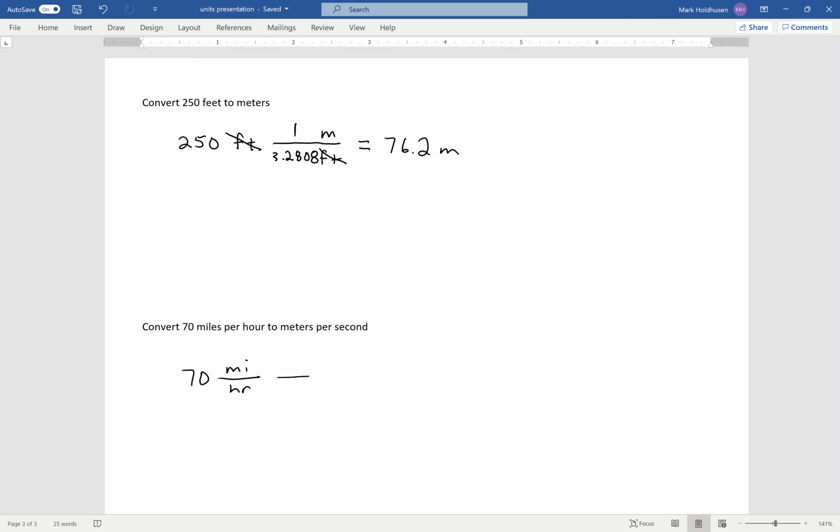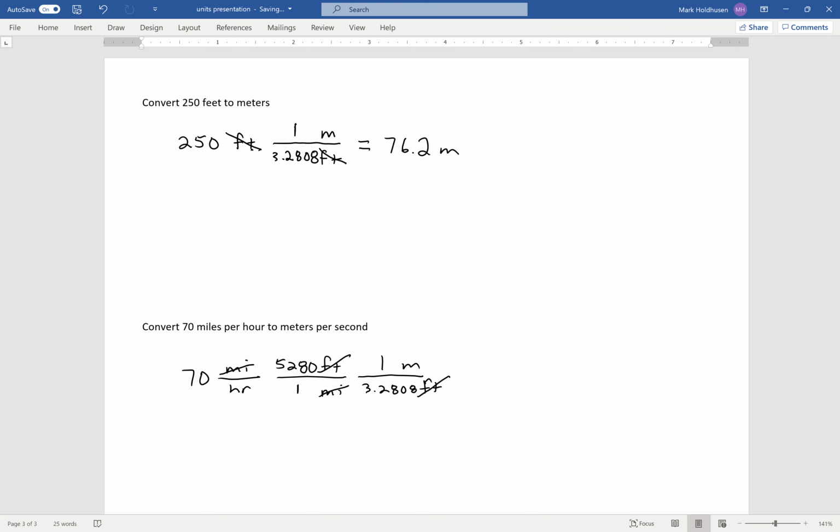So again, I'm going to take a fraction. I'm going to put miles down here and I'm going to put feet up here. And I know that 5,280 feet equals 1 mile. Now I have feet per hour. Now I can convert feet to meters just like I did before, where I have 3.2808 feet for every 1 meter. Okay, so now I have meters per hour, right?